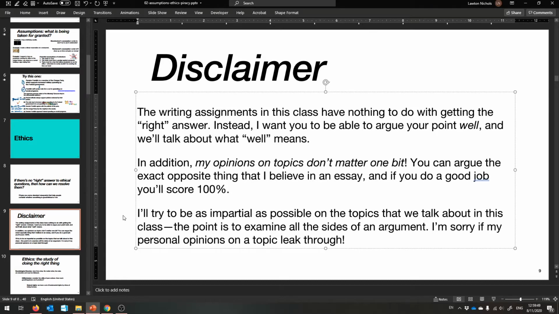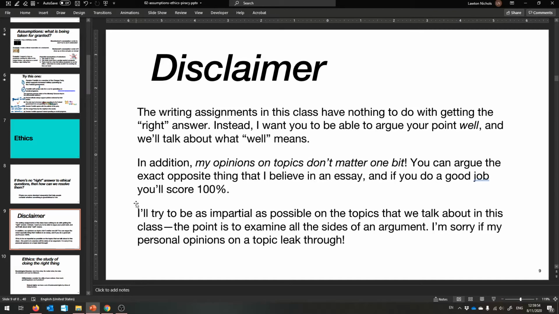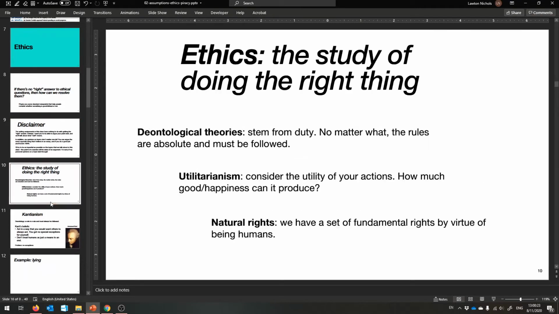Some writing classes make it so that you have to think like the professor, and I am not in that group. Okay? You don't have to think like me. I'm not going to train you to think like me. I'm going to train you to think critically, and just think in general, I guess. And I will try to be impartial on all the topics that we talk about. Some of them, maybe my viewpoints will leak through, and I'm sorry about that. But that's what I'll try to do. Okay? Again, you don't have to be like me. I'm not training you to be me.